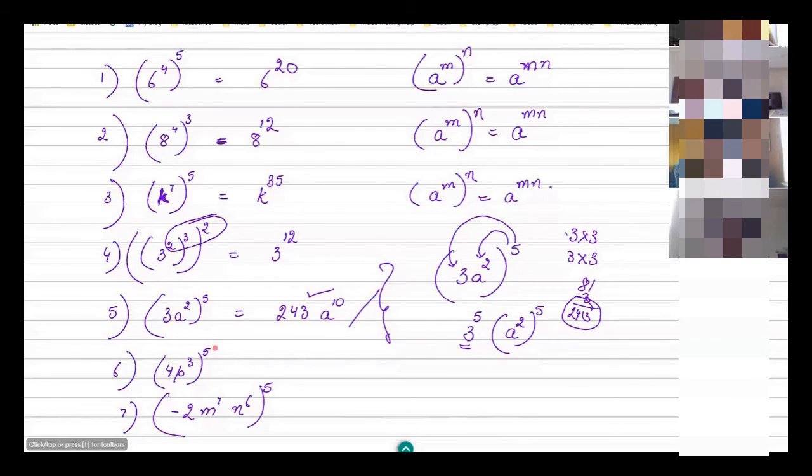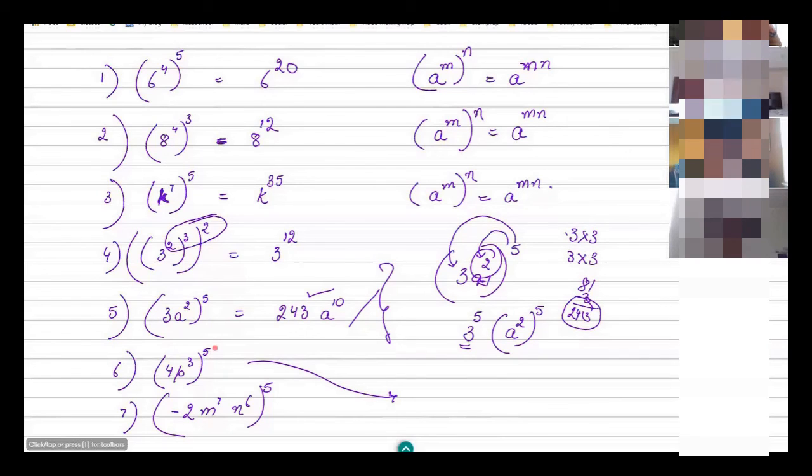Are you guys understanding? This is very important: if a power is outside, on top of the bracket, whatever numbers, whatever letters are inside the bracket, everything gets that power. This 2 is not outside the bracket. It is only for a because there is no bracket. But this 5 is for everything. Okay? Now this one.